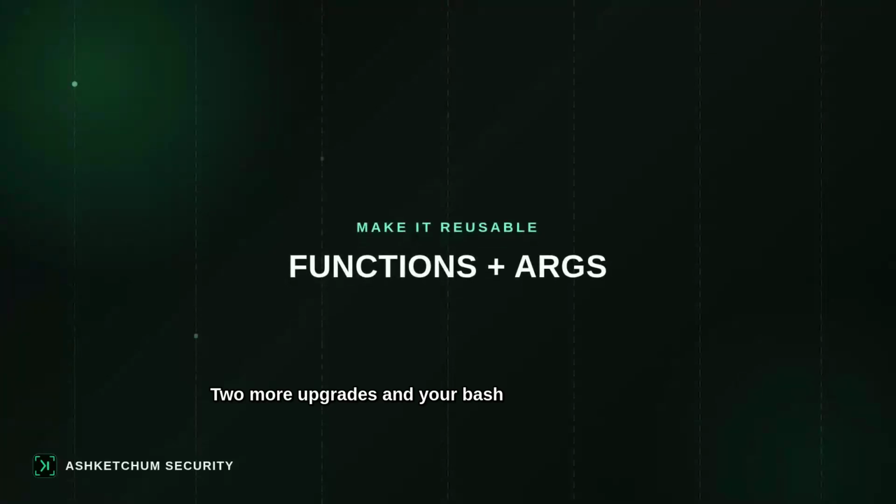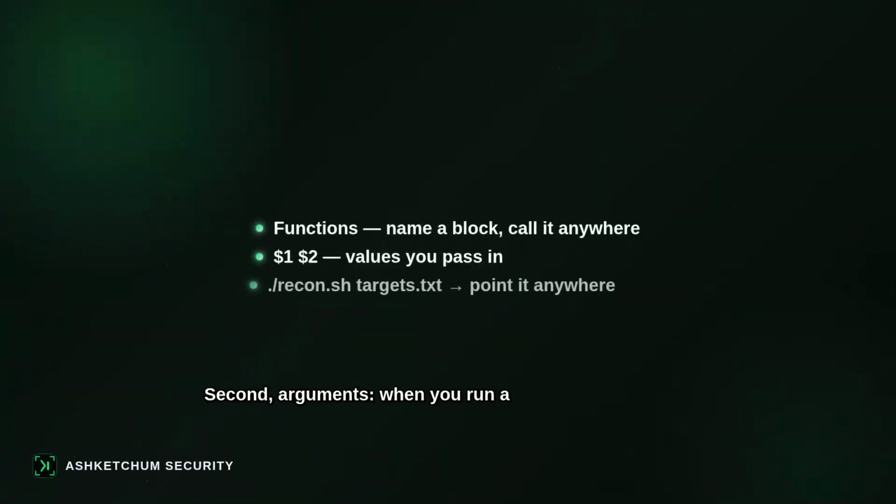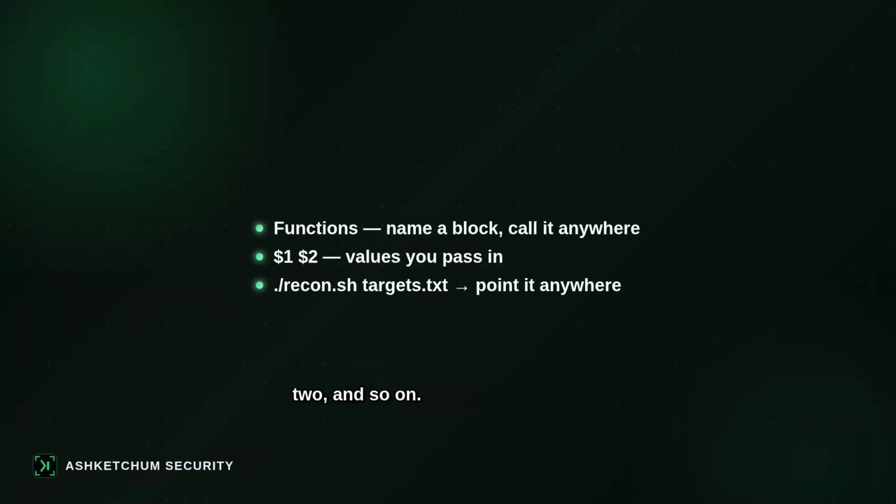2 more upgrades, and your Bash is genuinely useful. First, functions. Wrap a block of commands in a name and call it whenever you want, so you're not copying the same lines around. Second, arguments. When you run a script, you can pass values after it, and inside the script they show up as $1, $2, and so on. So ./recon.sh targets.txt lets you point the same script at any file. Reusable, flexible, and it starts to feel like a real tool.